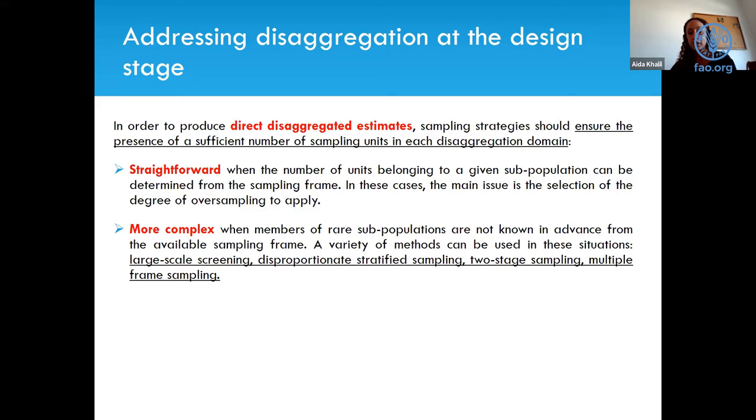It's more complex when you have to produce disaggregated estimates for members of a rare subpopulation, like, for example, migrants, the homeless, this type of population. And let's say that the membership of this rare subpopulation is not known in advance from the available sampling frame. So from the sampling frame you have, for example, you are not able to see who is homeless or who is a migrant. In these cases, there are many sampling approaches that could be used, like, for example, I just mentioned some: large-scale screening, disproportionate stratified sampling, two-stage sampling, or adopting multiple frames.